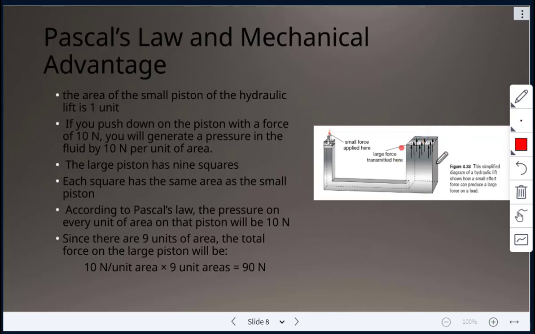So now if we look on the other end, we have a larger piston. It has 9 squares, 1, 2, 3, 4, 5, 6, 7, 8, 9, compared to the only 1 square here. So therefore, each square has the same area as the small piston. So according to Pascal's law, the pressure on every unit of area of that piston will be 10 newtons. And because there's 9 of them here, we will go 10 times 9, so therefore 90 newtons. Okay, so that is the total force on the large piston.